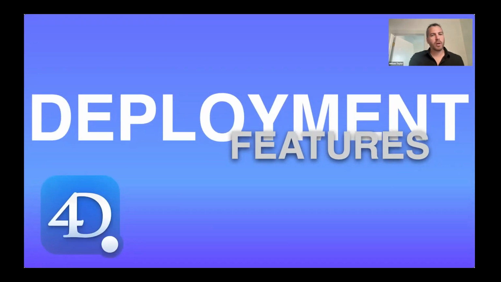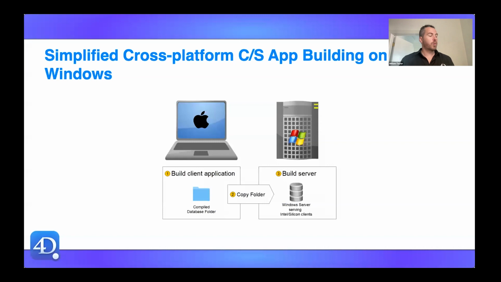So next on to the deployment features, and these are functions that revolve around the delivery or operation of your 4D solution. So 4D developers who develop for both Mac and Windows, or cross-platform, know how complicated it was in the past to compile Windows on Windows for Silicon Macs. Now, it's still not directly possible, but with 4D v19 R3, we've made this much easier.